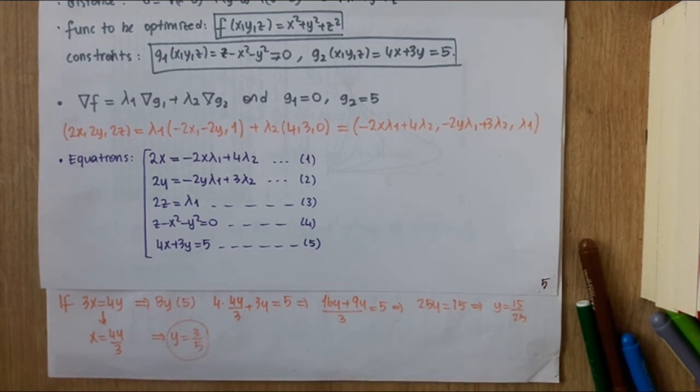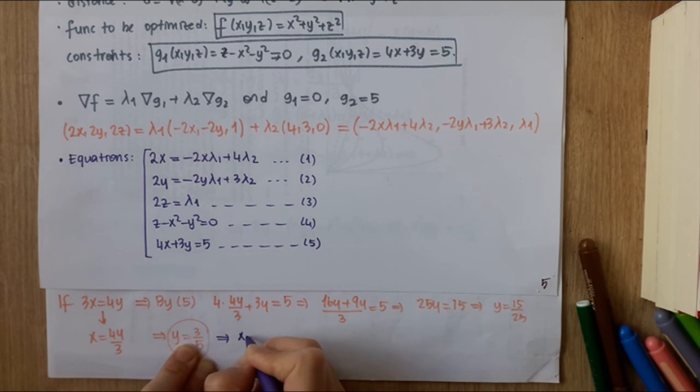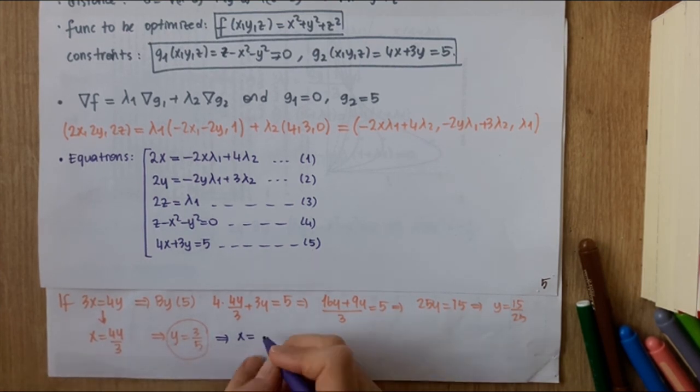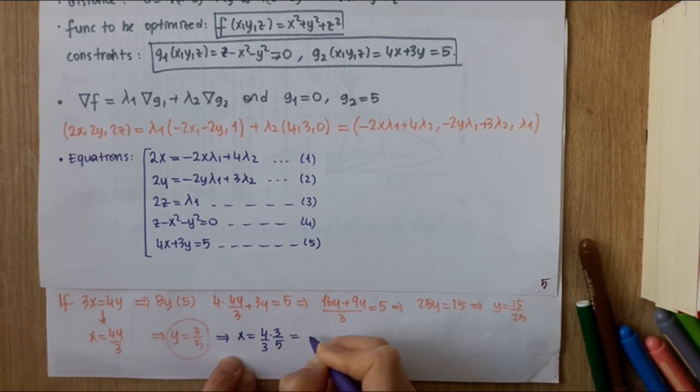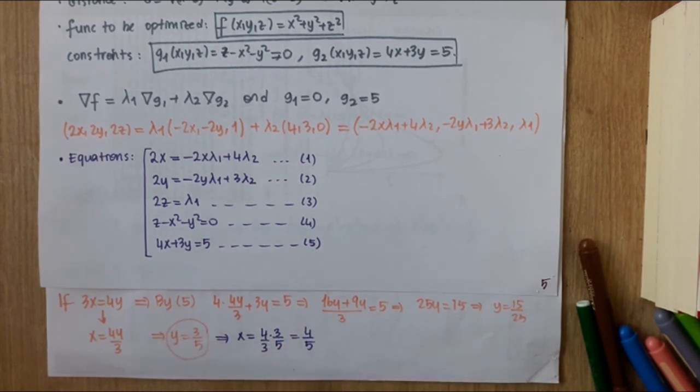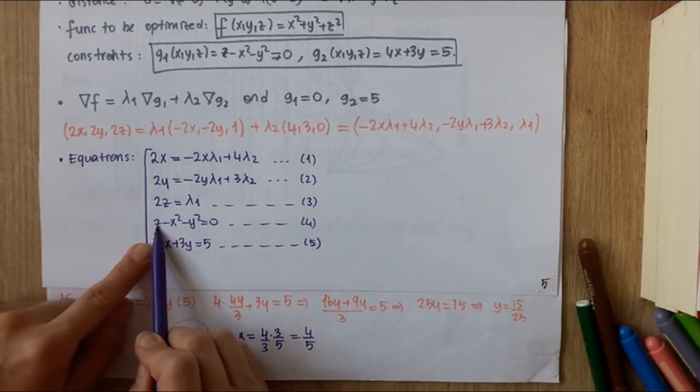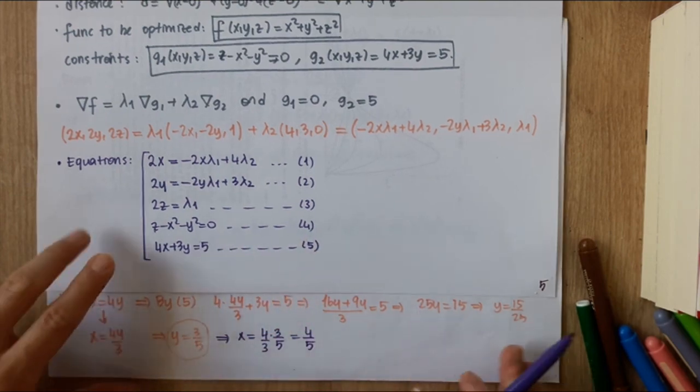So I have y equals 15 over 25, which means y equals 3 over 5. If y equals 3 over 5 here, then we can find x. x equals 4 over 3 times 3 over 5. So the result is 4 over 5. So I know what y is and I know what x is. So it's time to find z here. And to do this, I will use the fourth equation.